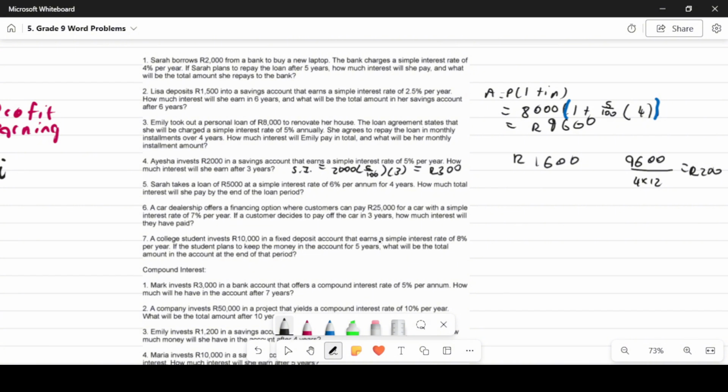Sarah takes out a loan of 5,000 Rand at a simple interest rate of 6% per annum. For 4 years, how much interest will she pay by the end of the loan period? Again, same story. It will be 5,000 into 6 over 100 multiplied by 4.